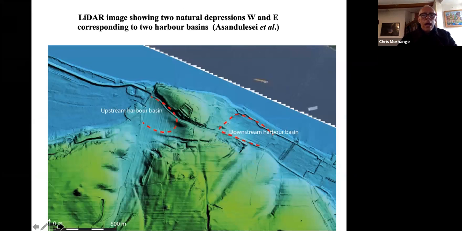Thanks to our colleagues from Iași University, Professor Alexandru Asandulesei and the team, we have been able to work on a lidar image, and you can see on the west side what we call the tell of NOVIODUNUM, and on the east side the downstream harbor basin. So we have focused our geoarchaeological research on these two depressions.